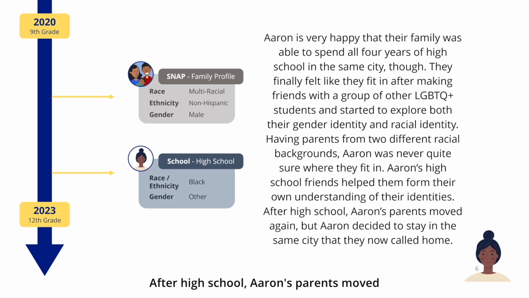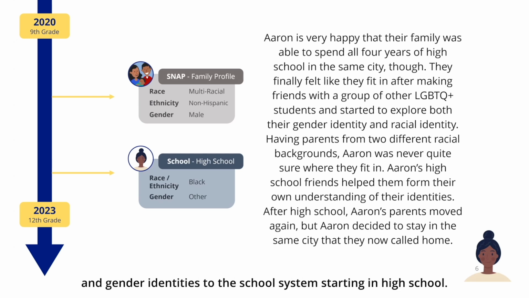After high school, Aaron's parents moved again, but Aaron decided to stay in the same city they now called home. This is the first time that we see Aaron reporting their own demographic information on the left side of the slide. We see that they self-reported their race, ethnicity, and gender identities to the school system starting in high school. Note that their gender identity changed to other gender when they self-reported it as they were going through developmental stages of identity development.